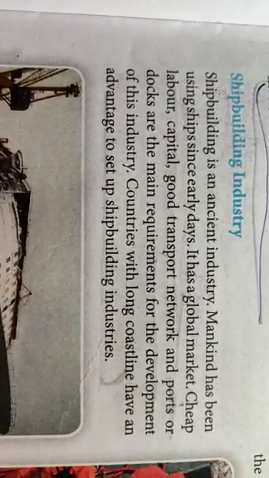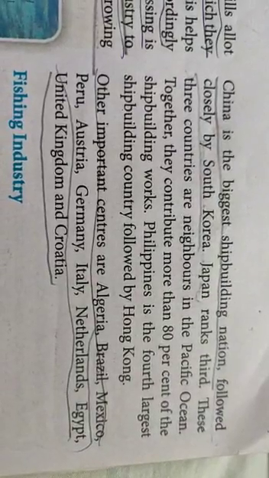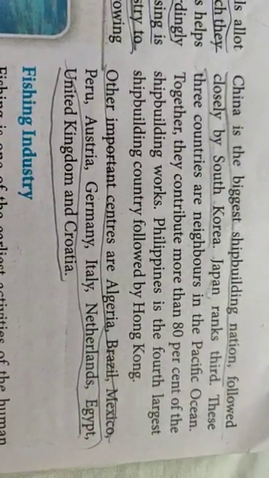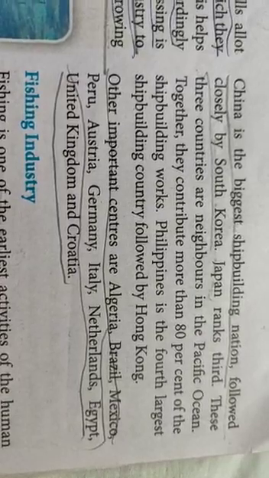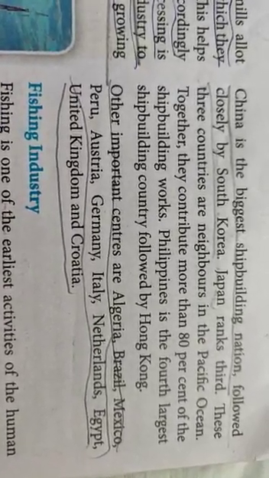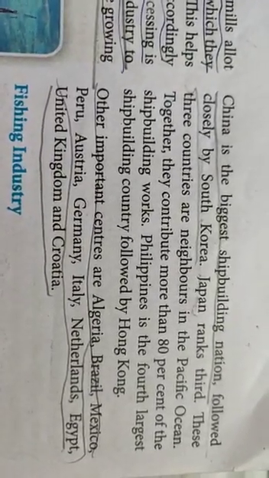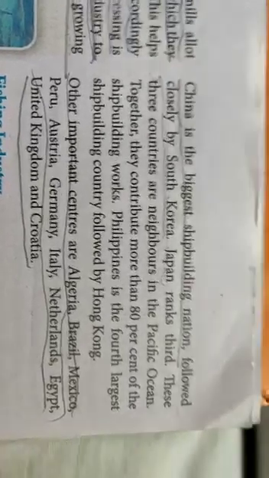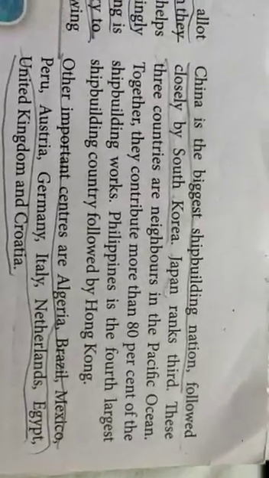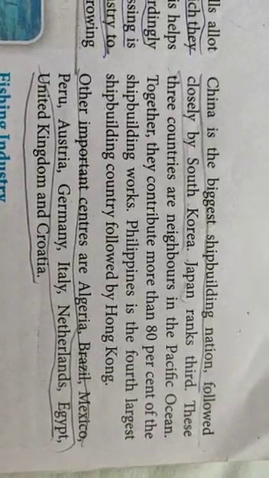Underline: countries with a long coastline have an advantage to set up shipbuilding industries. Underline, children: China is the biggest shipbuilding nation, followed closely by South Korea. Japan ranks third. This particular industry is based on technology. In India also, yes, we are building our ships. The Navy is building their own ships, but they are not as big players as the rest of the countries.